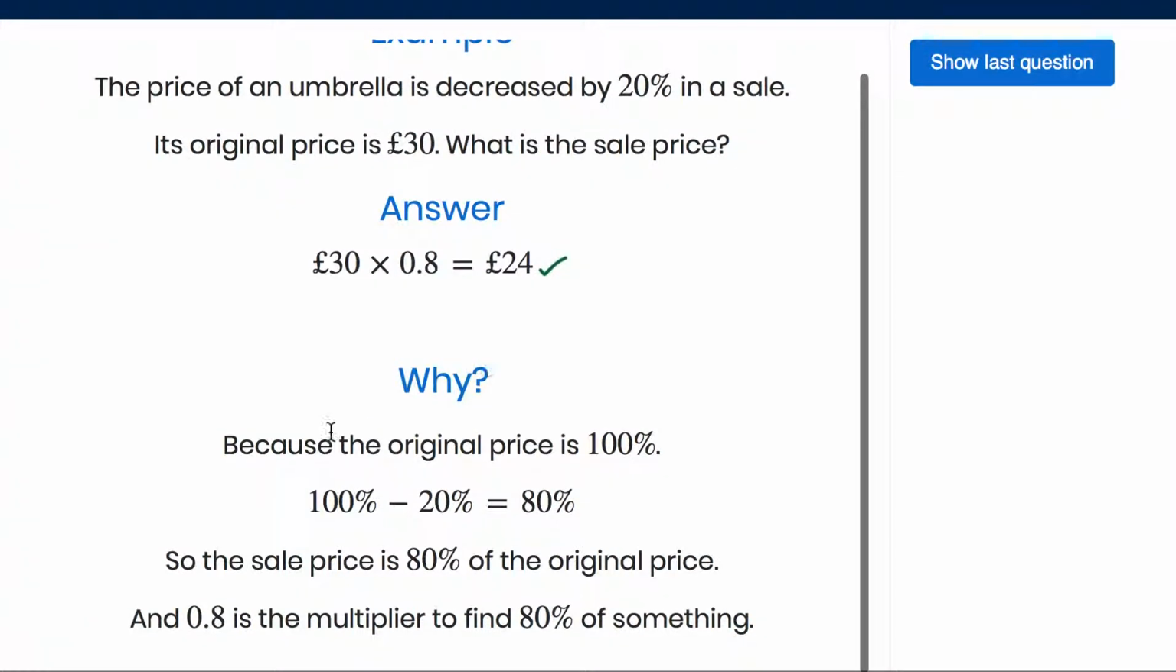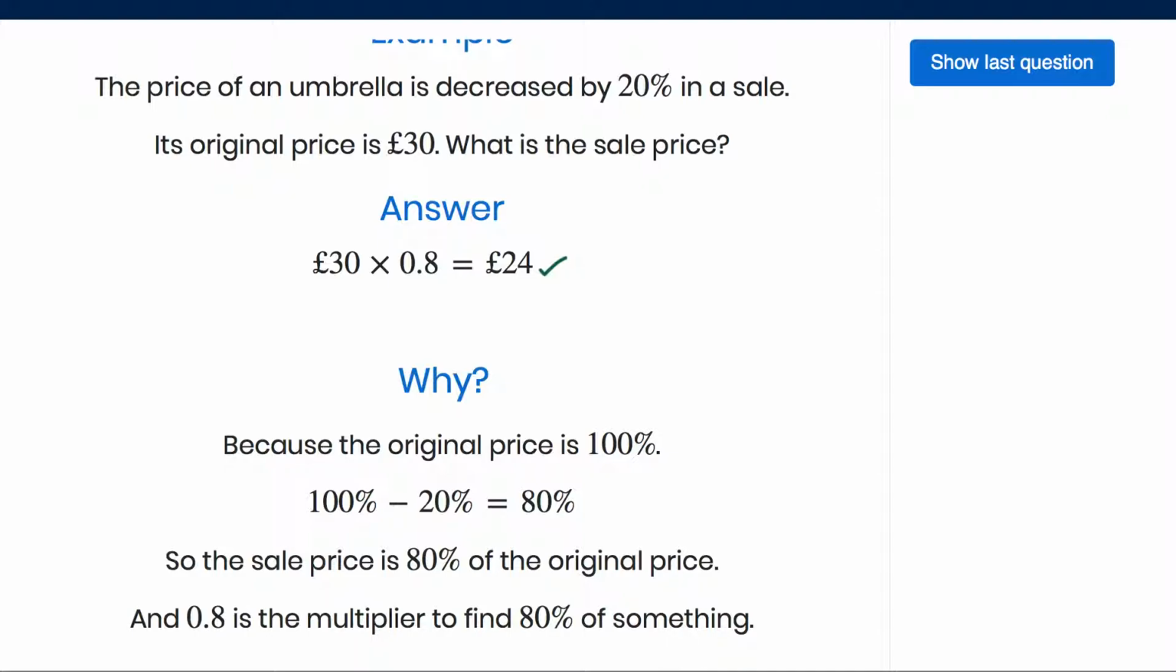Now the reason is because the original price of £30 is 100%. Now decreasing by 20%, you have 100%, take away 20%, and that leaves you with 80%. So this means that the sale price is 80% of the original price. And 0.8 is the multiplier to find 80% of something, because 0.8 is 80% as a decimal.